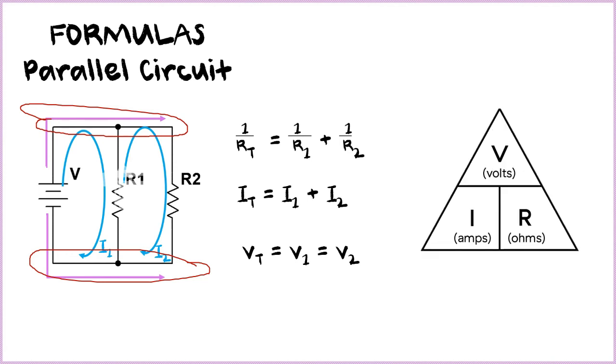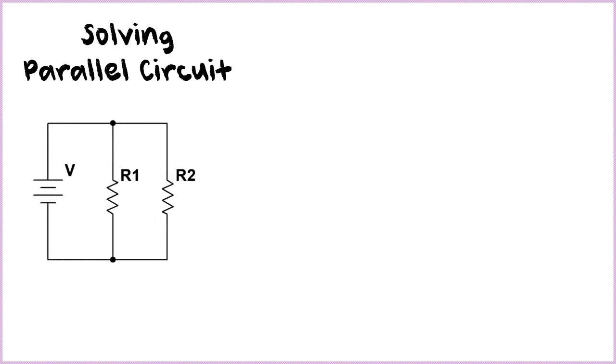And again, we would not forget the Ohm's triangle. Now let's try solving a parallel circuit. So again, we will draw the circuit with a voltage source of 18 volts and 3 ohms for our R1, 6 ohms for our R2.